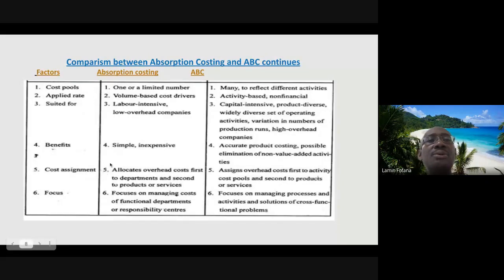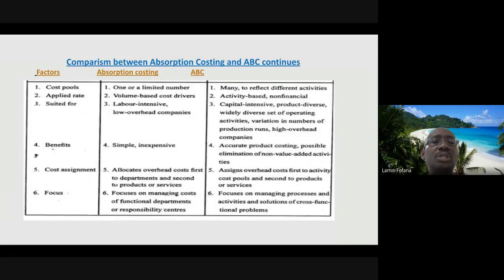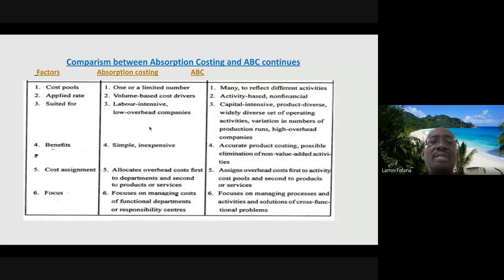Right. So let's look at the comparison between absorption costing and ABC. Using cost pools in absorption costing is one or a limited number. That's your overheads. You usually use just one. Whilst in ABC, you can have various overheads that you can use to apportion overheads for production, overheads for heating, overheads for marketing, overheads for packaging and so on.